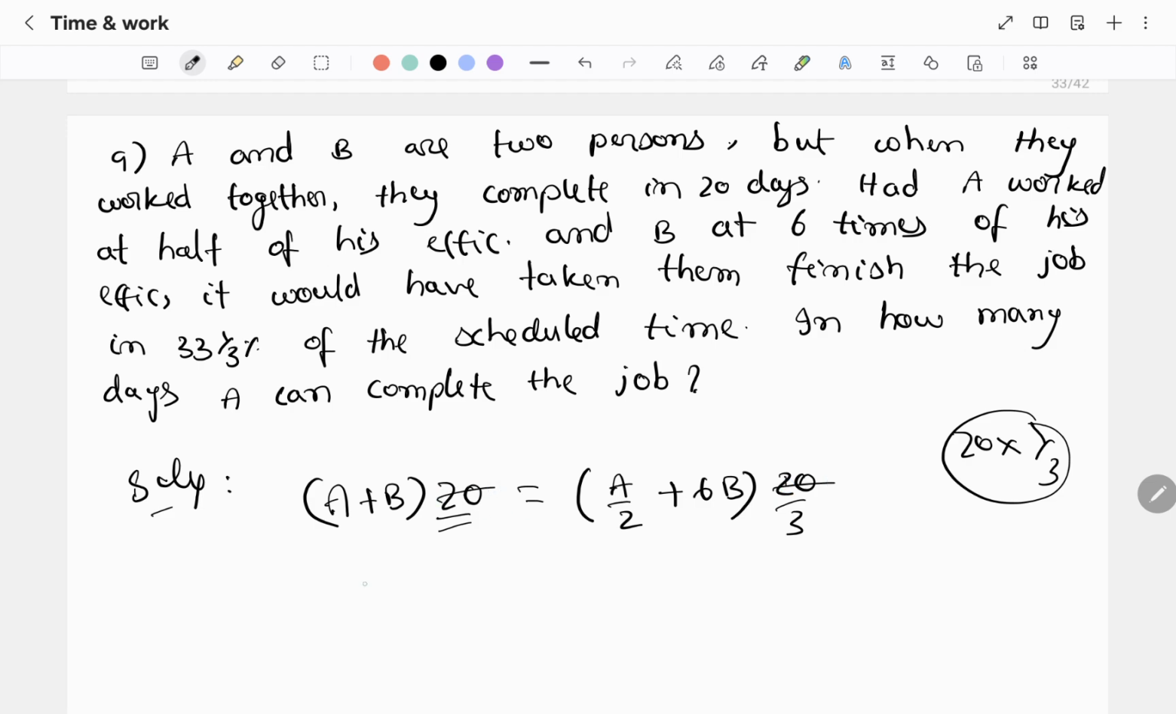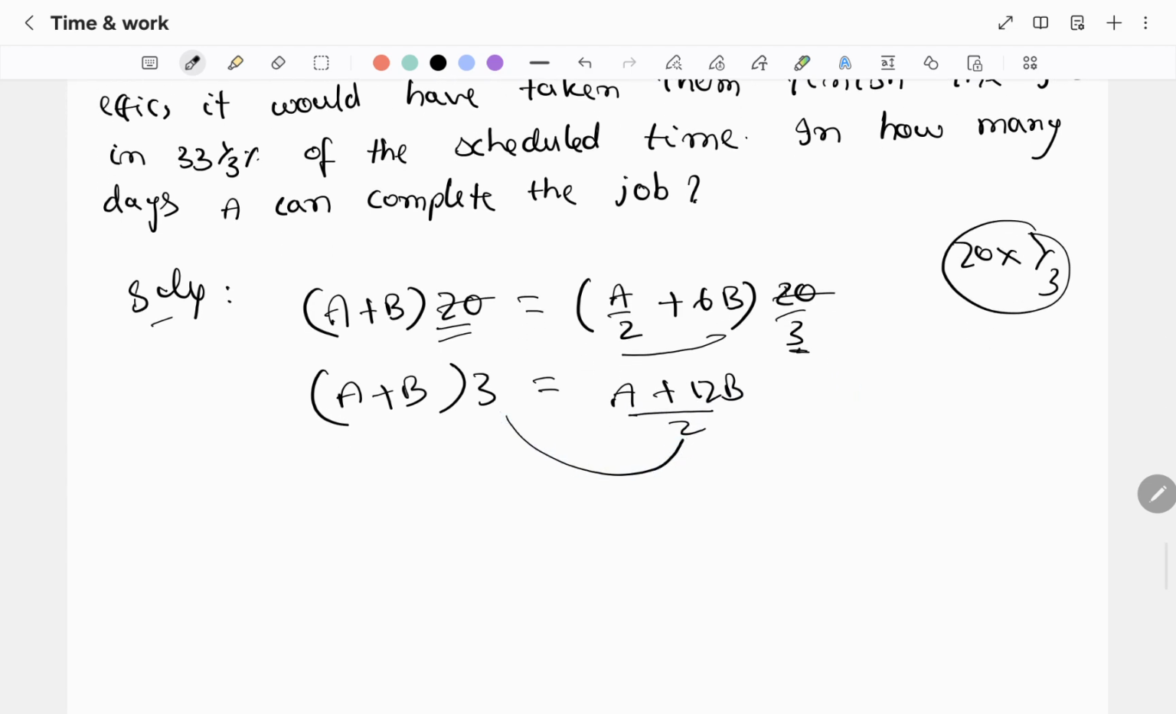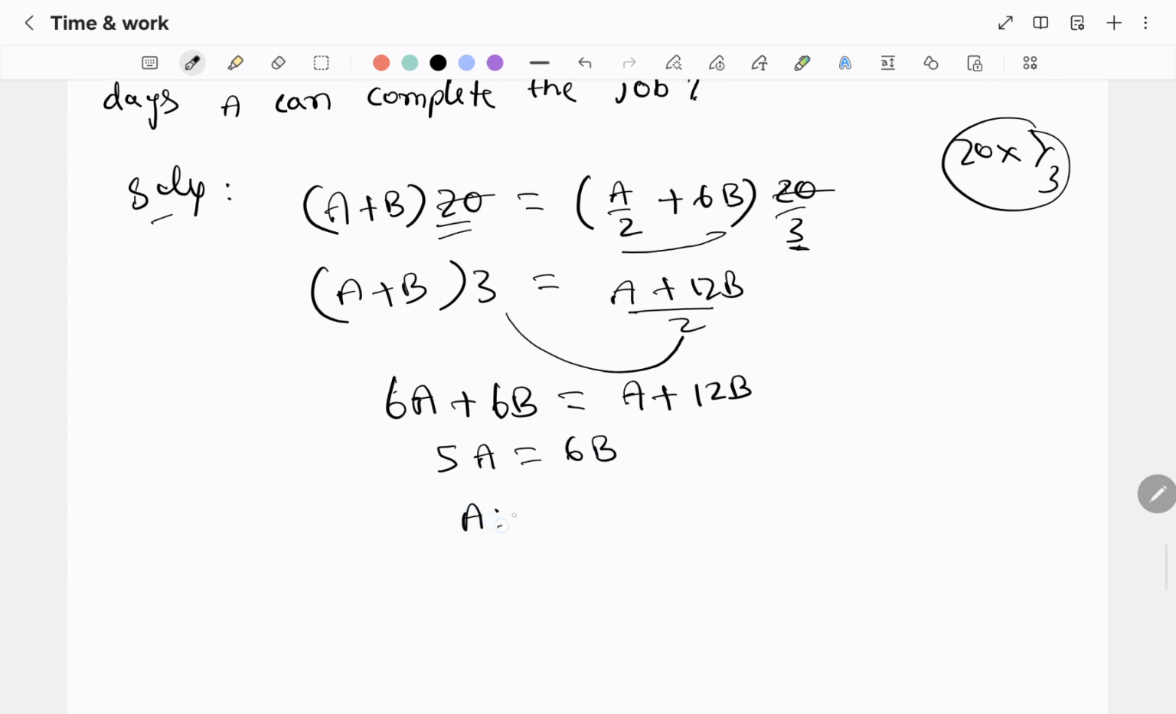Now 20 got cancelled, so A plus B, this denominator 3 if I transpose to the left hand side, then take LCM here, A plus 12B divided by 2. Also transpose this 2 to the left hand side. Total 3 into 2, 6. So 6A plus 6B is equal to A plus 12B. Then 5A is equal to 6B. So A is to B is equal to 6 is to 5.